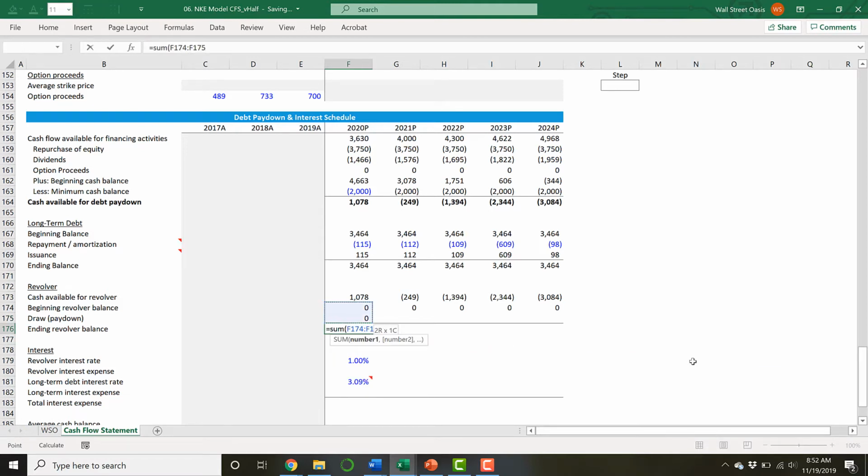To get my ending revolver balance, I'm now just going to sum up my beginning revolver balance and my draw. And be careful not to include your cash available for revolver. That's going to mess up your formula if you do that. So only rows 174 and 175. Now I'm going to fill that right. And I'm going to fill my negative min formula to the right too.